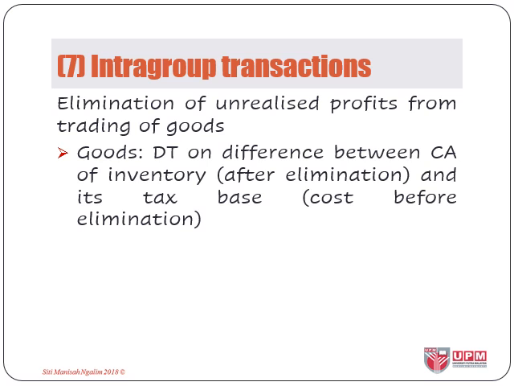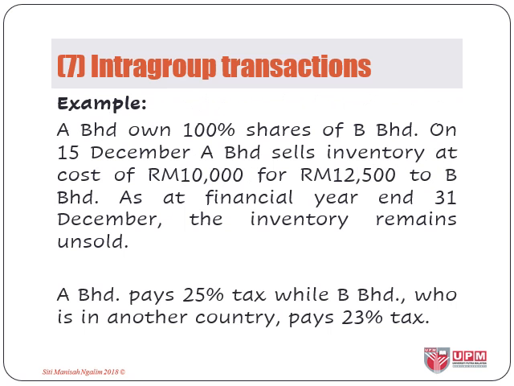The last source of deferred tax is the intragroup transactions, where we have unrealized profits. The determination of deferred tax will be between the carrying amounts of inventory after the elimination of profits and its tax base. For example, we have here A Berhad who owns 100% of B Berhad. A Berhad then sold 10,000 ringgit worth of goods to B Berhad at the price of 12,500 ringgit. The goods have not been sold to a third party by the end of the financial year. Say A Berhad pays tax at 25% rate, while B Berhad pays tax at 23% rate.